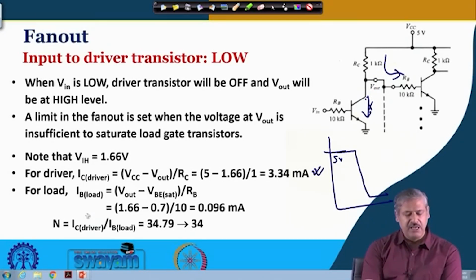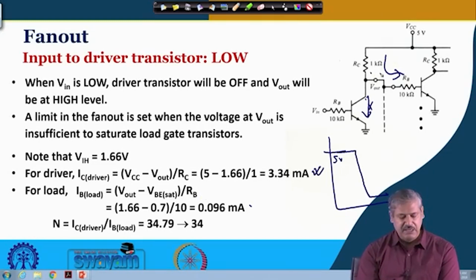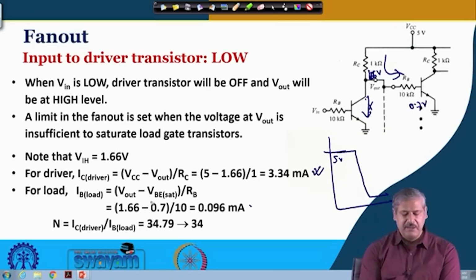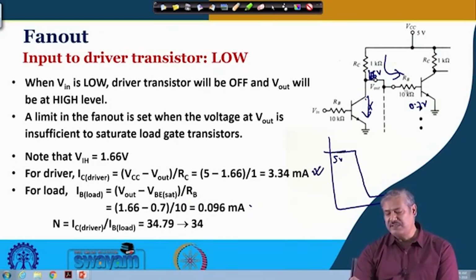Okay. And for the load gate, when it is high, what is the current it is drawing? We have already calculated this one. So, V out minus VBE sat, divided by RB. So, this is your 1.66 volt limiting condition we are talking about, and this is 0.7 volt over here, divided by RB. So, this is 0.096 milliampere. This is the current that one load gate is taking.